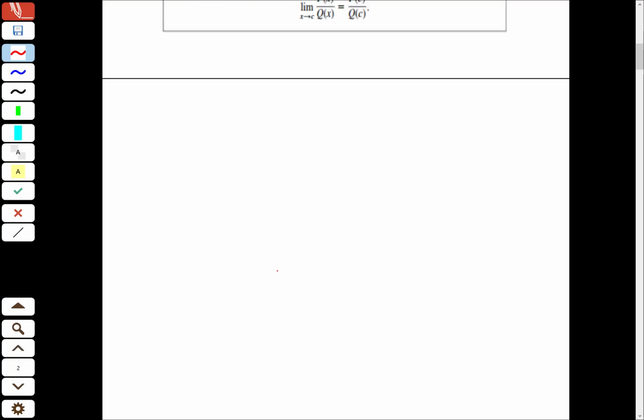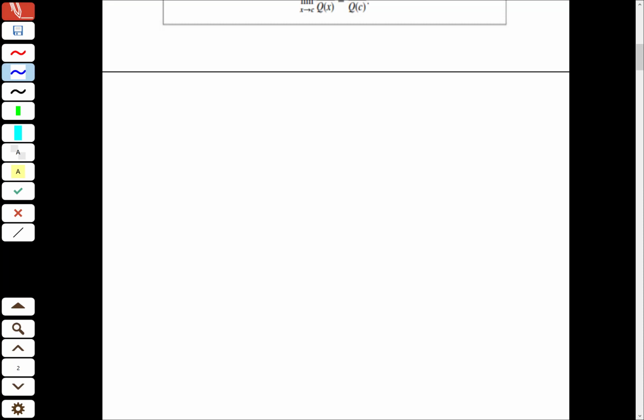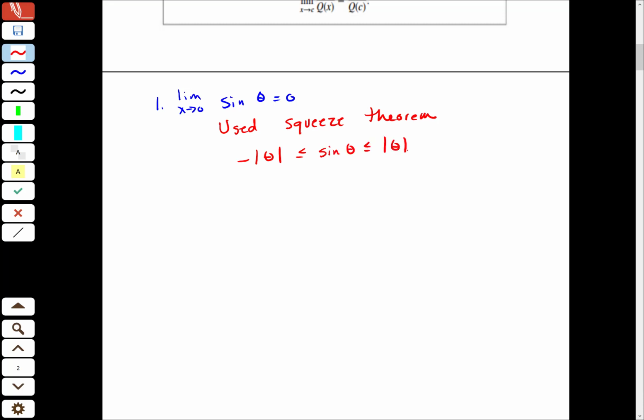Okay. Then today, please note, none of these really have said anything about the building blocks of trig functions. So today we did a few limits of trig functions, and one of them that we found was that the limit as theta goes to 0 of sine theta is equal to 0. And we used the squeeze theorem, with the inequality negative absolute value of theta is less than or equal to sine theta is less than or equal to the absolute value of theta.